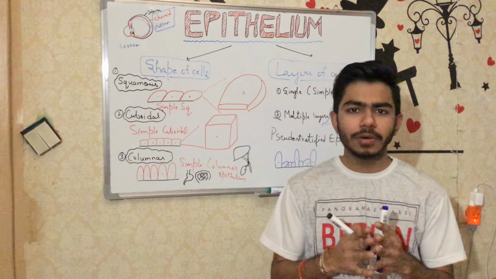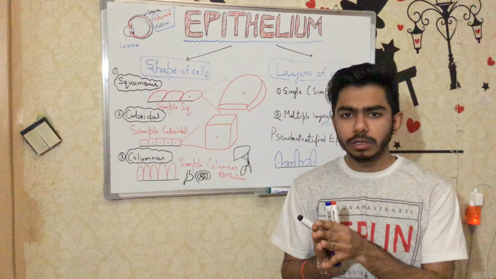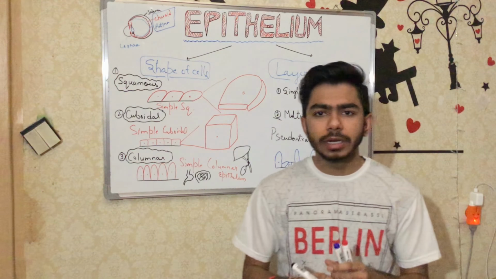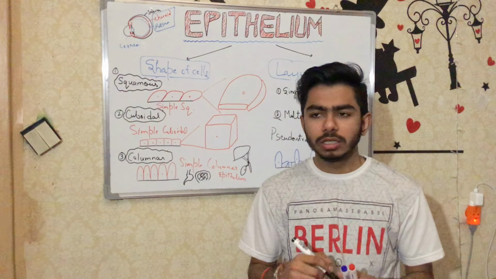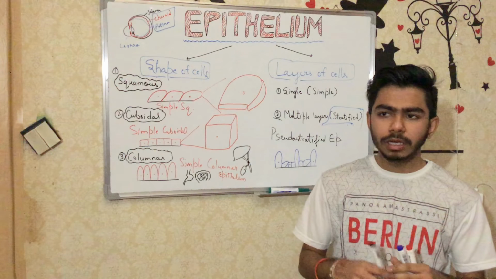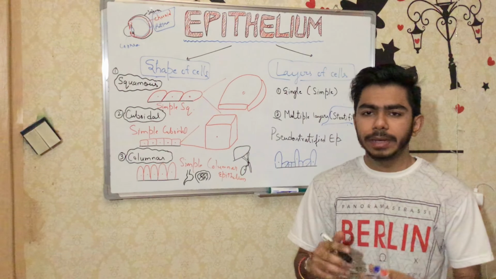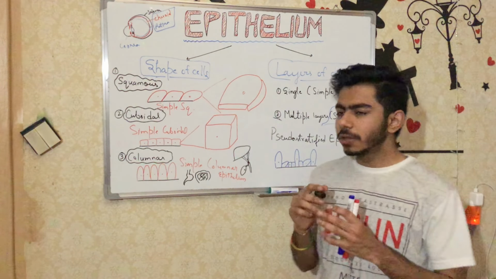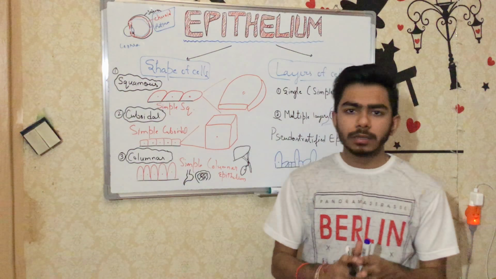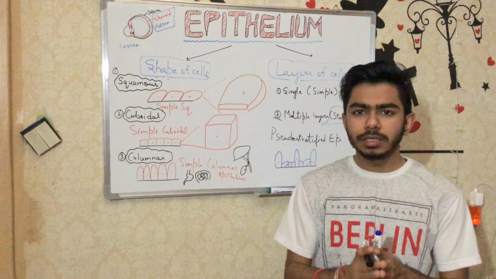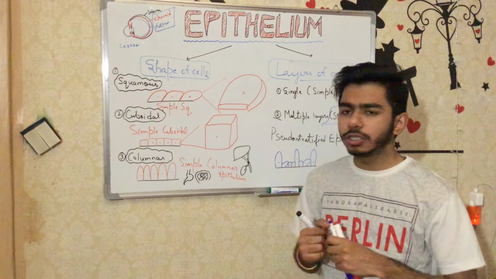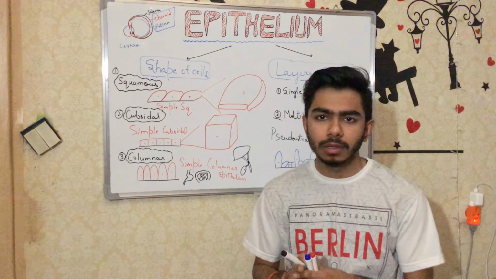If you talk about the stratified columnar or stratified cuboidal, they are present in the sweat glands, pancreas, some sebaceous glands, and salivary glands. So stratified columnar or cuboidal are present over there: pancreas, sweat glands, sebaceous glands, or salivary glands. So these are the locations of the stratified cuboidal or columnar.